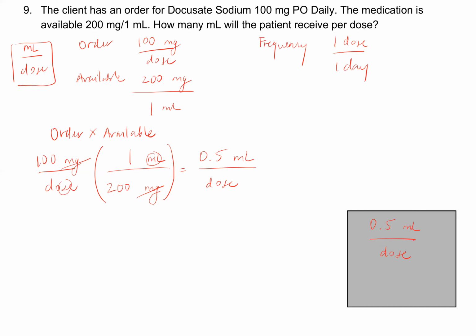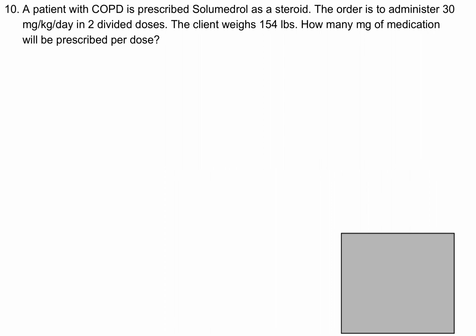Number 10, a patient with COPD or chronic obstructive pulmonary disease is prescribed Solu-Medrol as a steroid. The order is to administer 30 milligrams per kilogram per day in 2 divided doses. The client weighs 154 pounds. How many milligrams of medication will be prescribed per dose? So these are the types of questions that I was talking about earlier, which is very important to note your frequency, even if it says 1 dose per 1 day, because it's a good habit to keep that in mind when you start getting questions with 3 different units.